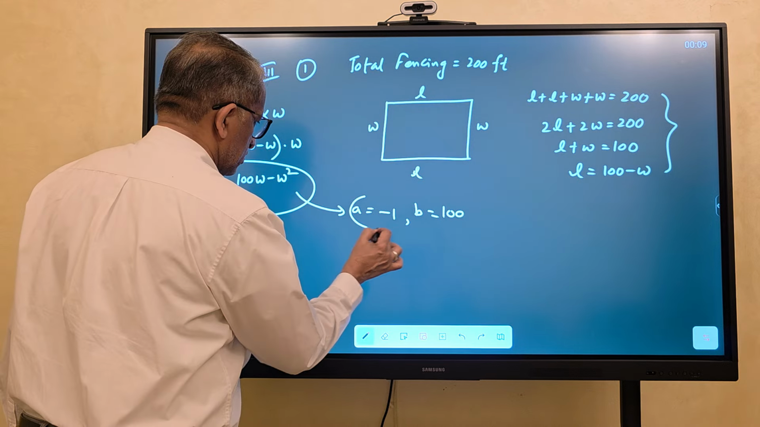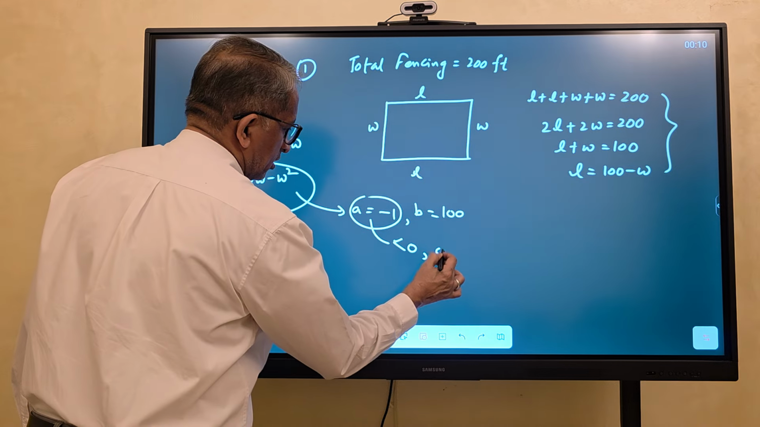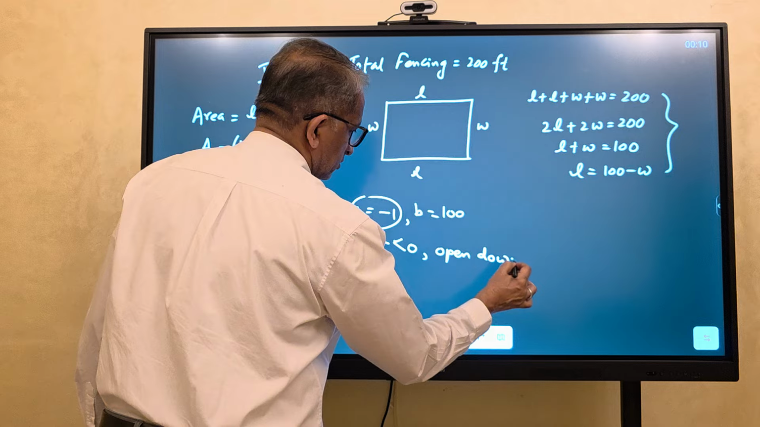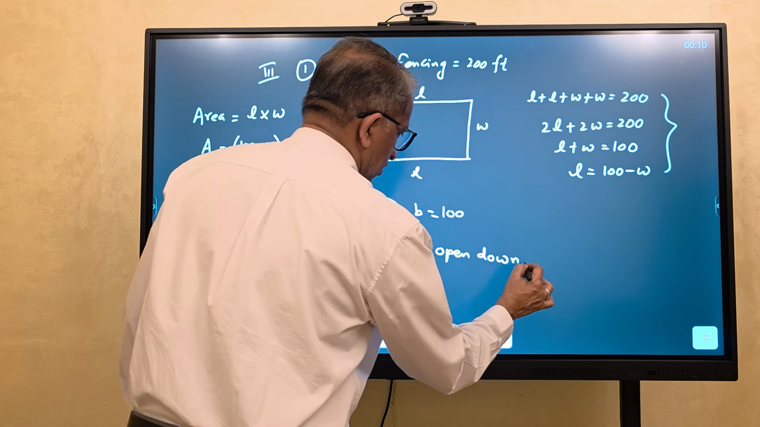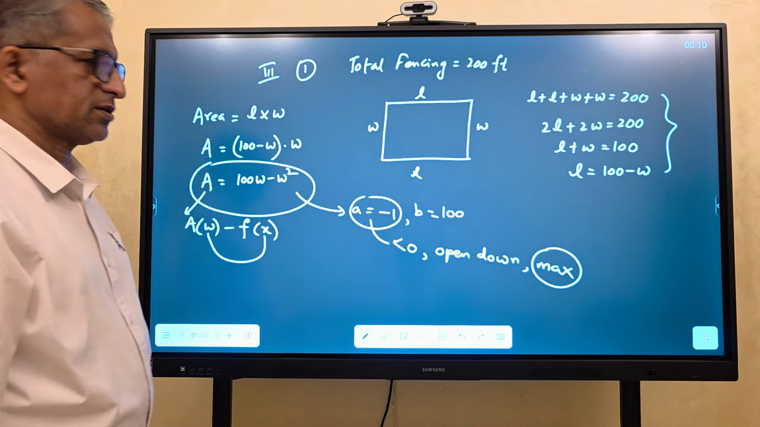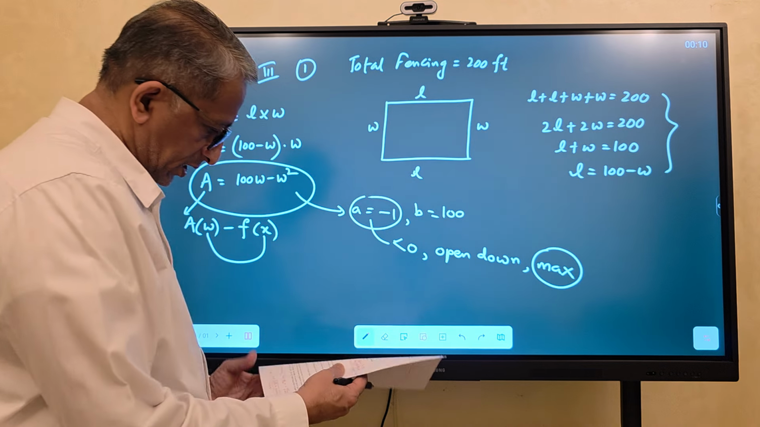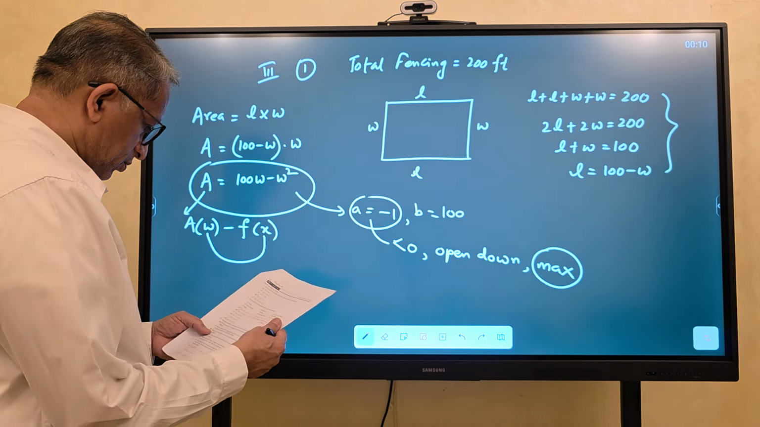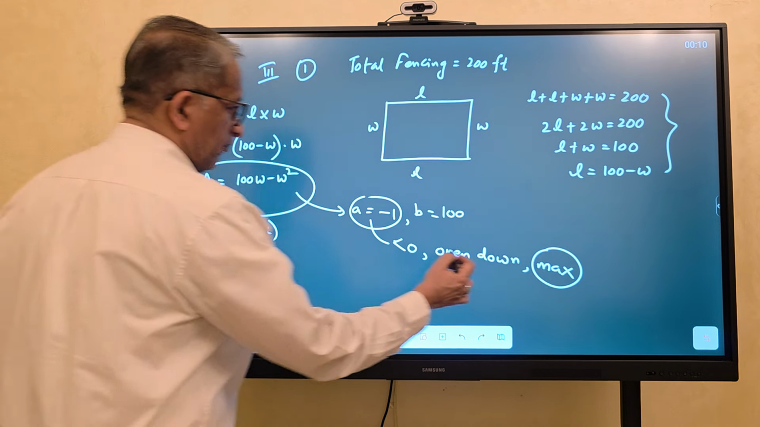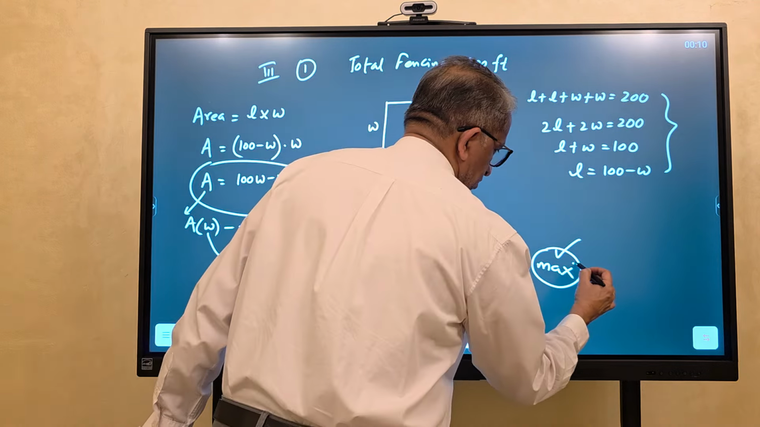Be careful. So this is what? Negative. Therefore, it opens down. When it opens down, you get the maximum. So, when it opens down, then you have a maximum here. What I will be doing here is finding this maximum. So this maximum is nothing but, what is it?